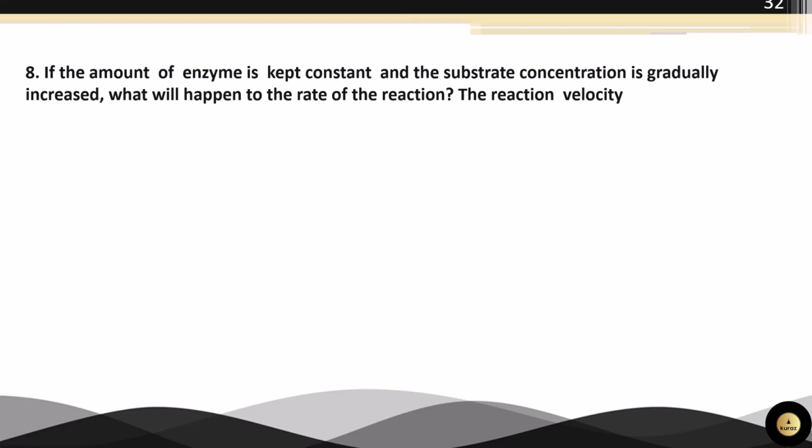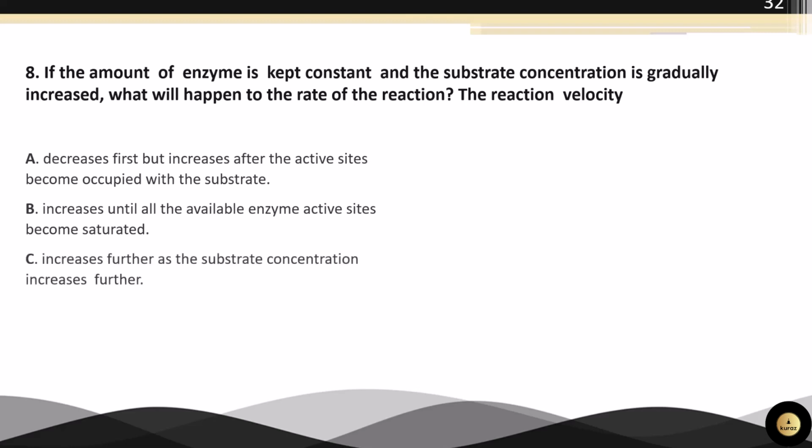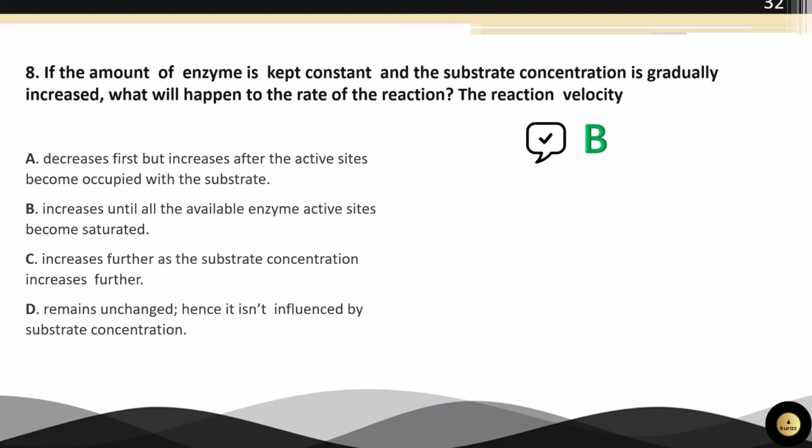If the amount of enzyme is kept constant and the substrate concentration is gradually increased, what will happen to the rate of the reaction? The reaction velocity A decreases first but increases after the active sites become occupied with the substrate. B increases until all the available enzyme active sites become saturated. C increases further as the substrate concentration increases further. D remains unchanged, hence is not influenced by substrate concentration. The answer is B. Increases until all the available enzyme active sites become saturated.